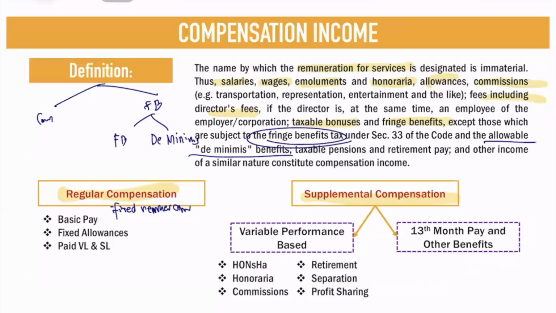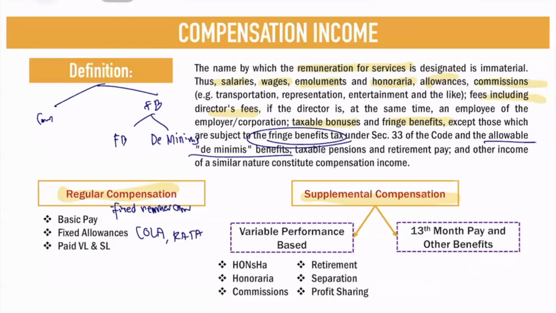So it is normally composed of your basic pay, your fixed allowances, that is your COLA, your rata, etc. And also your vacation and sick leave allowances are considered part of your regular compensation. Next, we have your supplemental compensation. We said your supplemental compensation is composed of either variable performance-based compensation or other benefits.